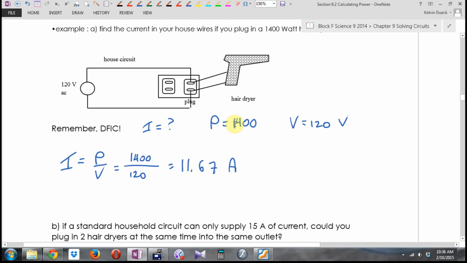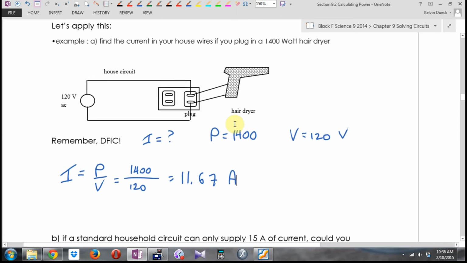Now, it turns out, and this might explain something to some of you if you've ever blown a breaker. A standard plug, a standard household outlet, can supply 15 amps of current, no more. So, how much does one hair dryer take? How many amps? Could you plug 2 hair dryers into this outlet? Nope, you'd blow the breaker.